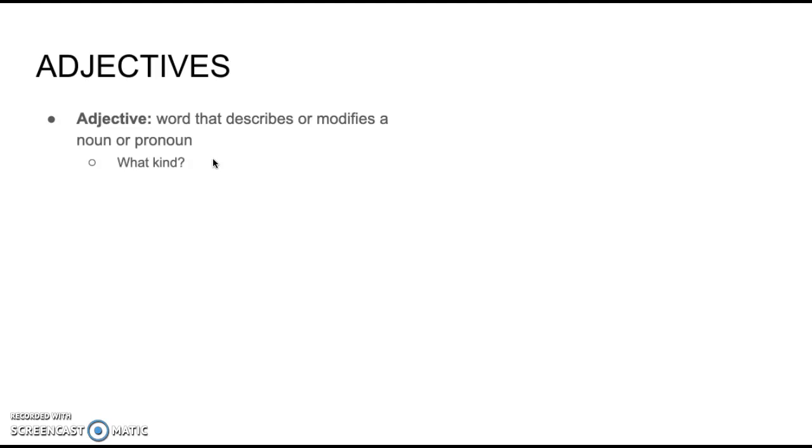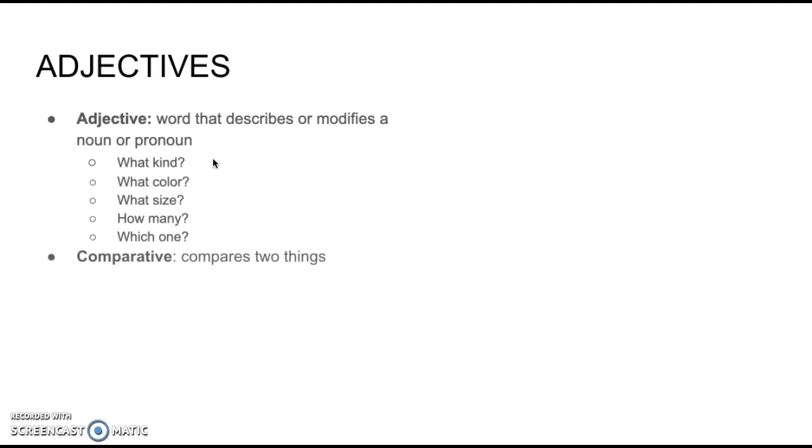Today's topic, adjectives. An adjective is a word that describes or modifies a noun or a pronoun. That's important to recognize because that's the difference between an adjective and an adverb. An adjective answers the question, what kind, what color, what size, how many, which one. A comparative adjective compares two things, whereas a superlative adjective compares more than two things.